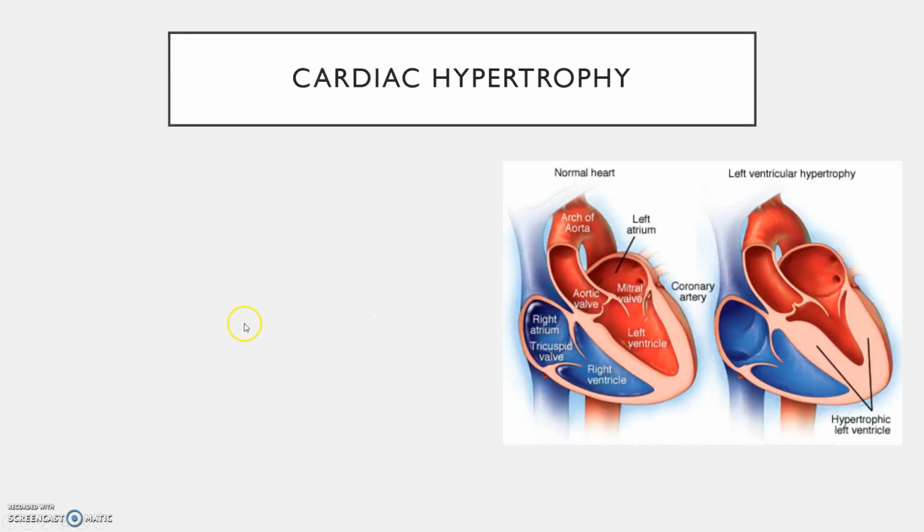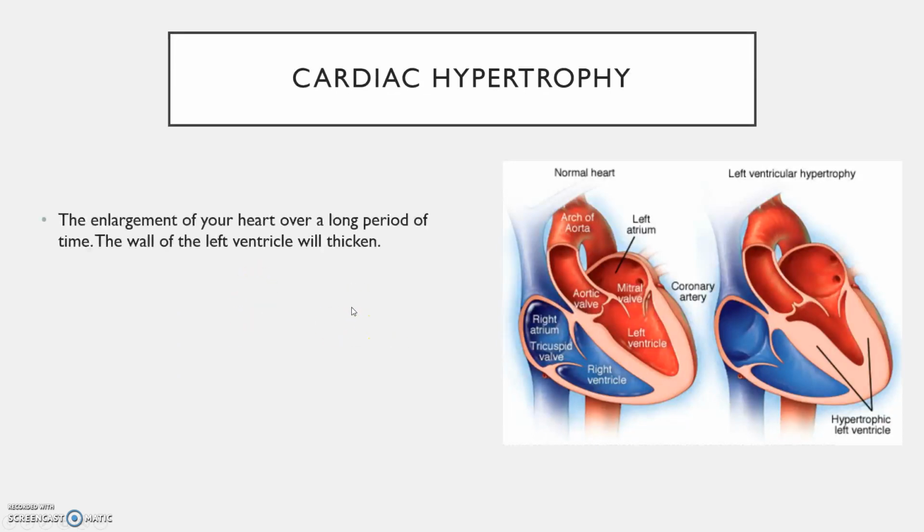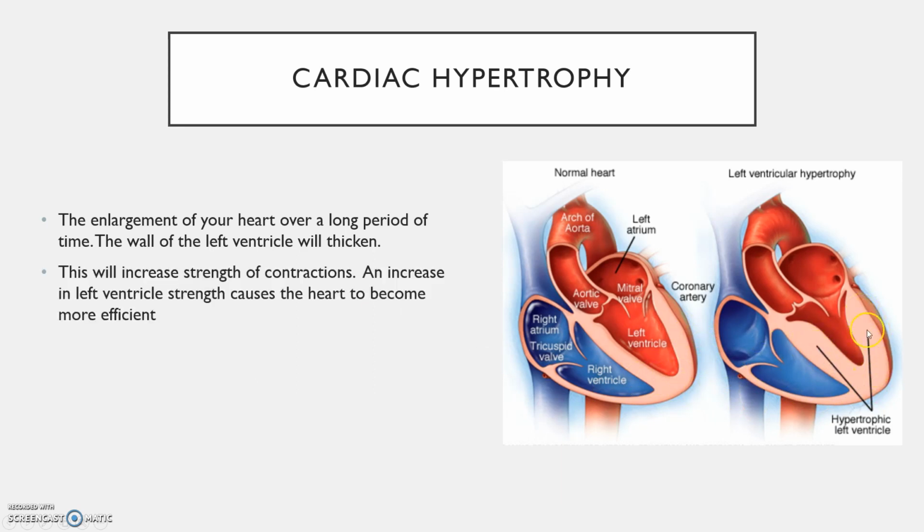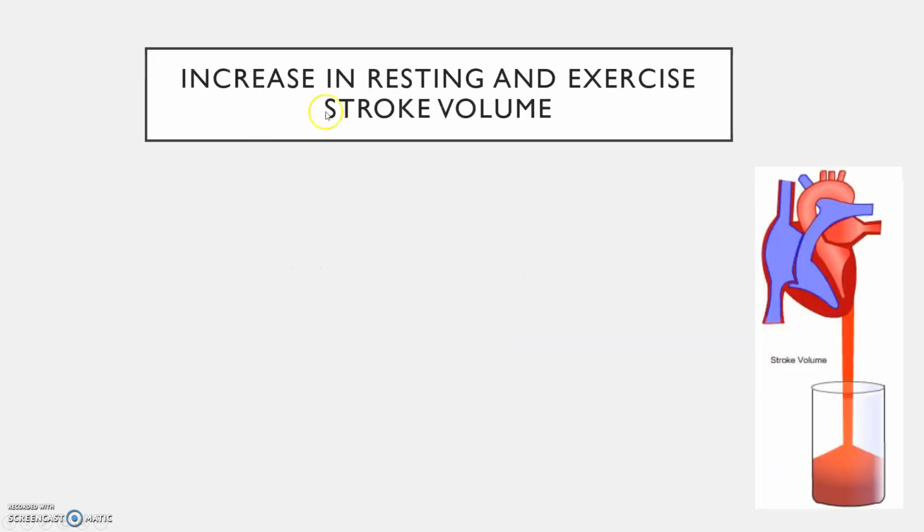First of all, cardiac hypertrophy, I've just gone over what it is. It's the enlargement of your heart over a long period of time. The wall of the left ventricle thickens. You can see this is hypertrophy, this is not hypertrophy. So what happens is every time this contracts, it's more forceful, it's stronger, i.e. more blood is going to be able to leave the heart per beat. So that has an effect on our increase in resting and exercise stroke volume, i.e. the amount of blood that leaves the heart per beat. That's going to increase because we've got an increase in cardiac hypertrophy, i.e. the heart walls are stronger. So that's going to have an increase in stroke volume.